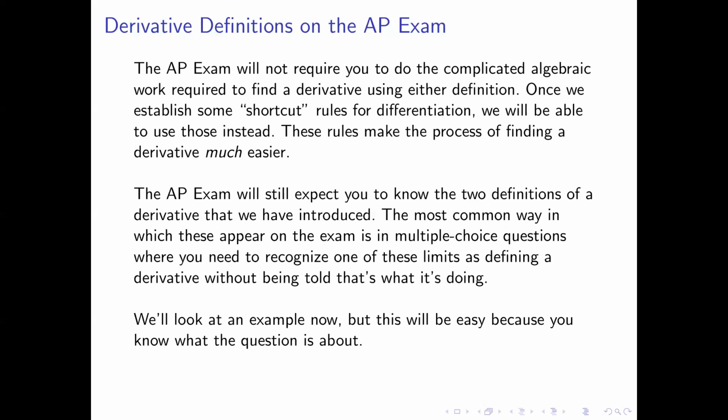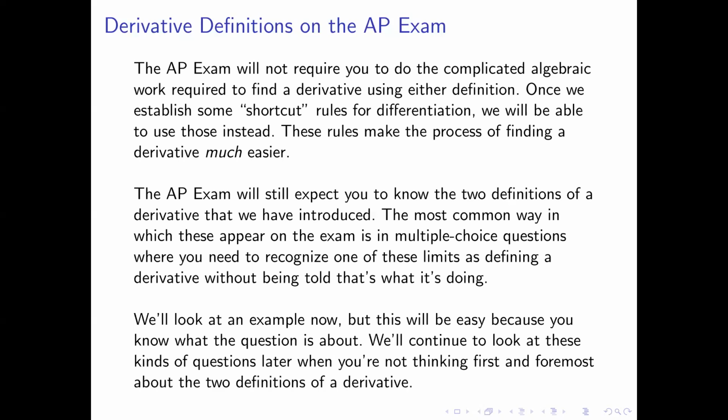So we're going to take a look at an example, but let me warn you here, you know what to expect from this example. You know that this example is testing your understanding of the definitions of a derivative of a function. So it's not too hard in this example, as you'll see, to understand what to do. But when you're not really thinking in the front of your mind about definitions of the derivative, you might have a harder time remembering that you need to do this sometimes on the AP exam. So we'll continue to come back to this in future lessons in order to continue practicing recognizing these limits that define a function's derivative. But let's take a look at our example now.